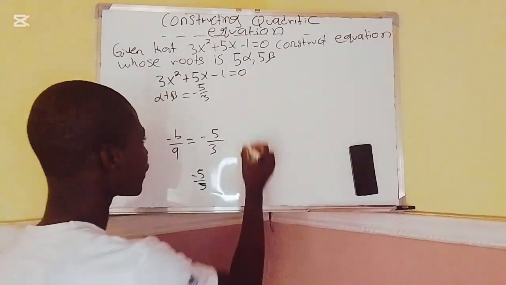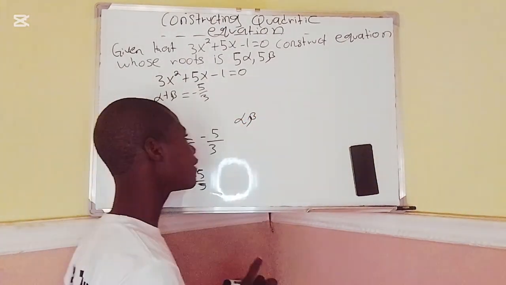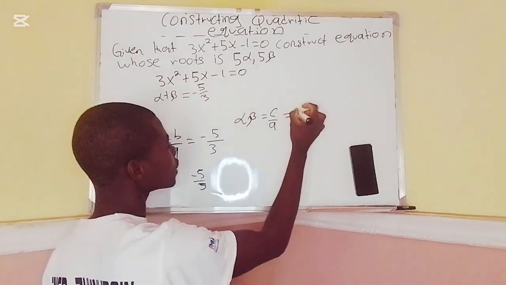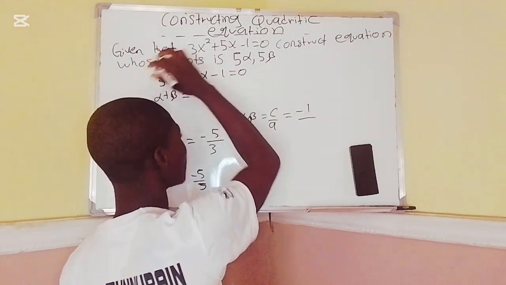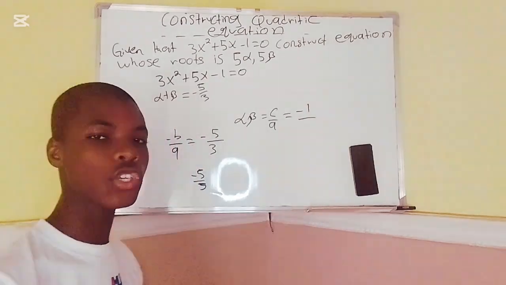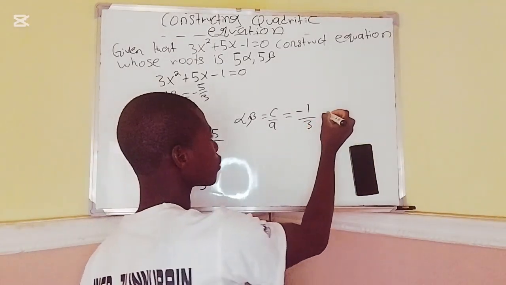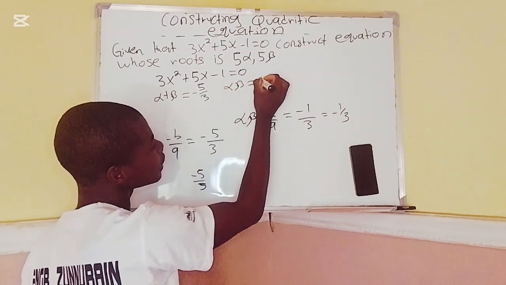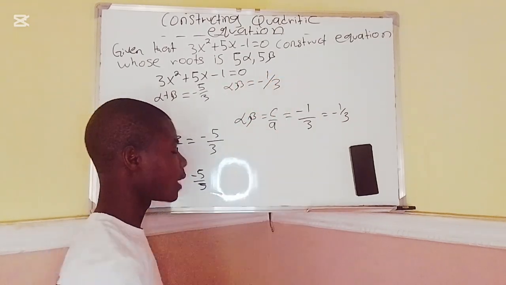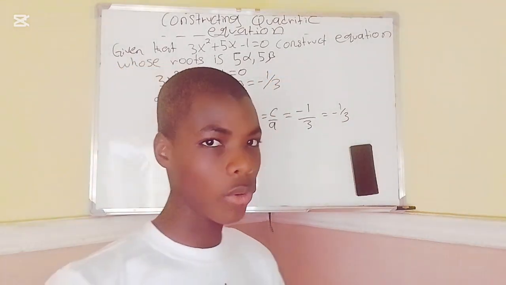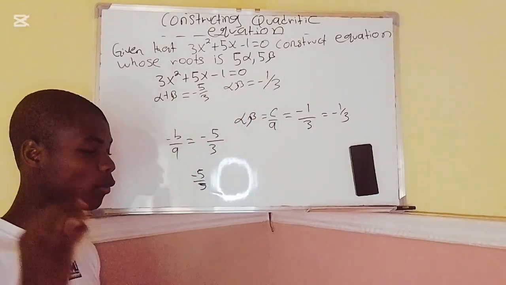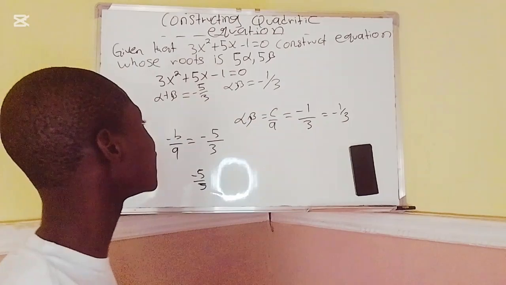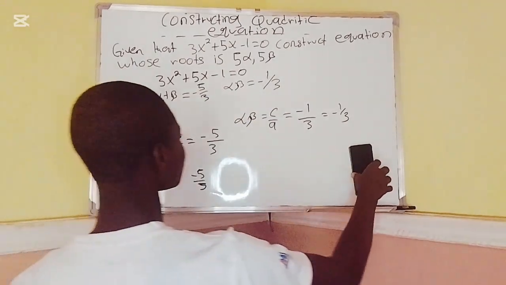The next thing is the product of the roots. The product of the roots, alpha beta, equals c over a. The value of c, which is negative 1, divided by the value of a, the coefficient of x squared, which is 3, equals negative 1 over 3. So alpha beta is negative 1 over 3. This is the first step: identify the sum and product of the roots of the equation you have been given.